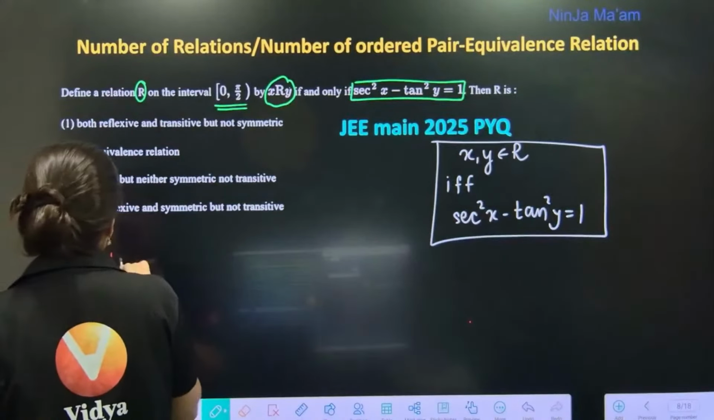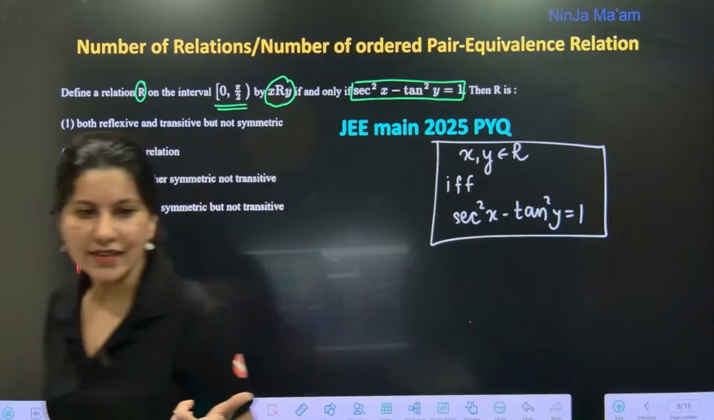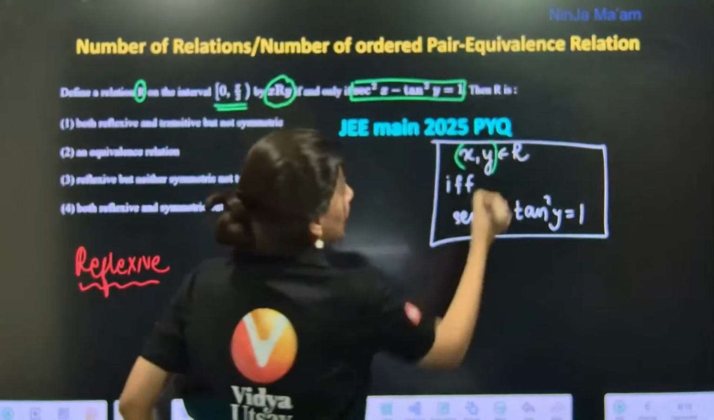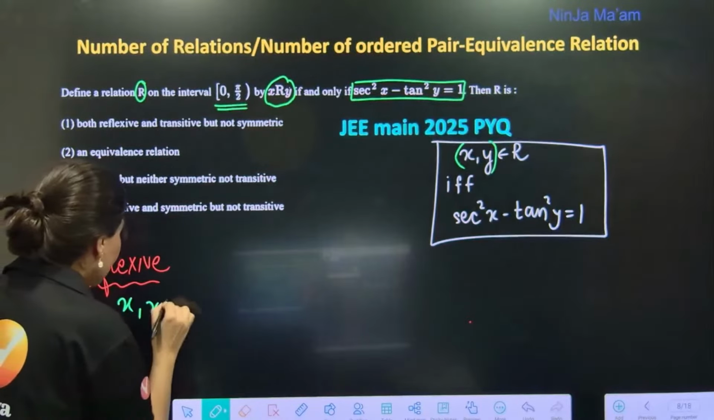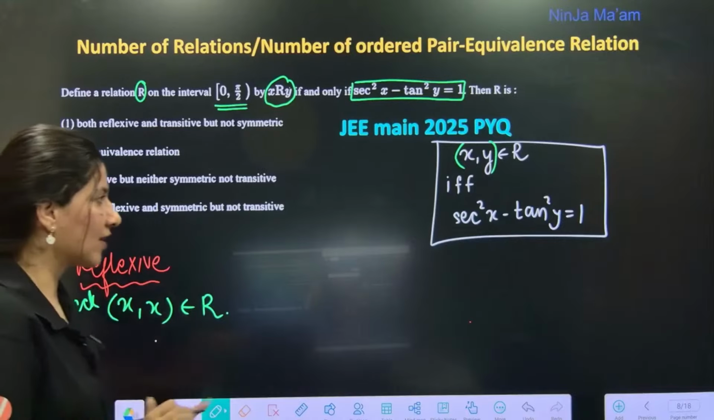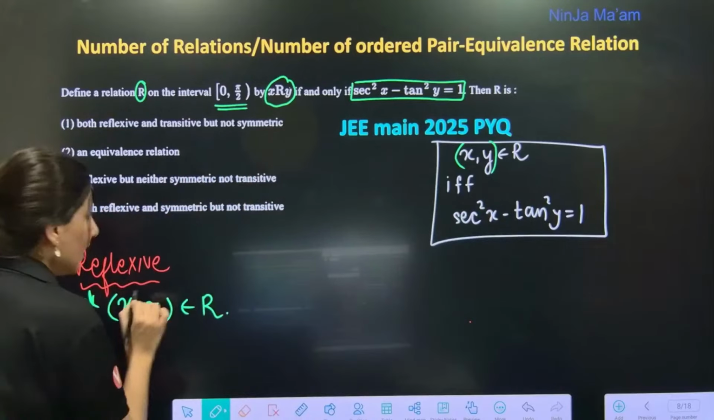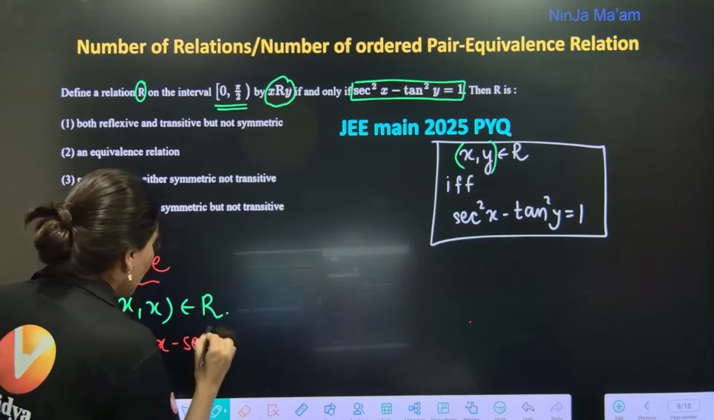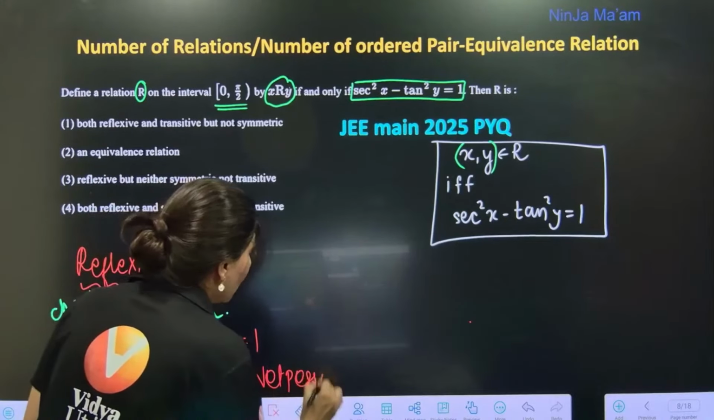Let me write down the definition. Reflexive over here. So reflexive relation is what? Reflexive relation means that both the elements of the ordered pair should be the same. That means we need to check whether x comma x is sitting inside my relation R or not. So here sec square x minus sec square x will happen. Clearly, if you replace y by x, sec square x minus sec square x is equal to 1, that is 0 is equal to 1. Not possible. Hence it is not reflexive.